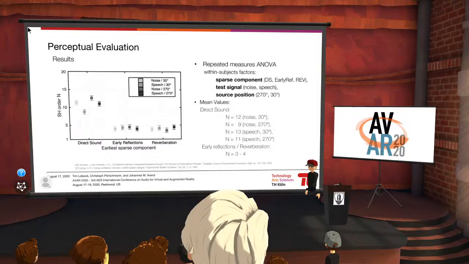Here are the results for the pooled data, and also here we can see that for the direct sound we found higher PSEs than for the later parts of the BRIR. For the direct sound we calculated mean values between order 9 and 13, and for the early reflections and the reverberation orders of about 3 to 4. And then on the pooled data we performed a repeated measures ANOVA with within-subject factors sparse component, test signal and sound source position.